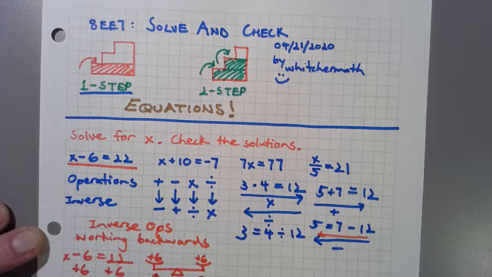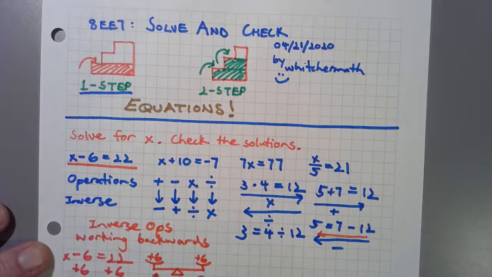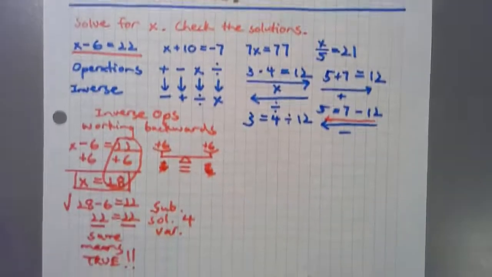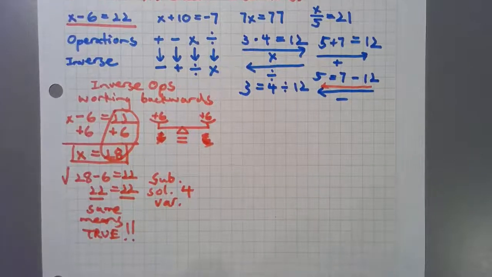And then we check it. Basically the check is happening right here. If I substitute the solution for the variable, so 28 minus 6 equals 22, do the work on both sides, same means true. And on that very simple level, using a problem that you could do in your head, we see solve and check.